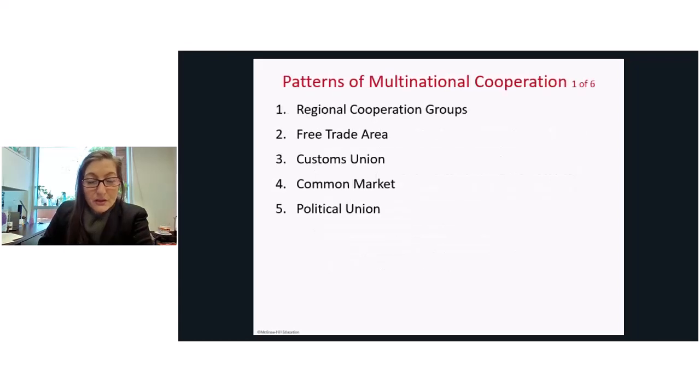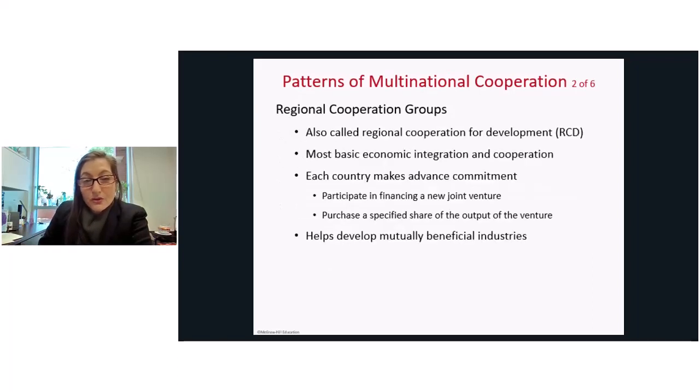So sorry, I missed a slide there. Here are the 5 patterns of multinational cooperation listed, and now we're going to look at each of these 5 in turn. So regional cooperation groups are also called regional cooperation for development, RCDs.